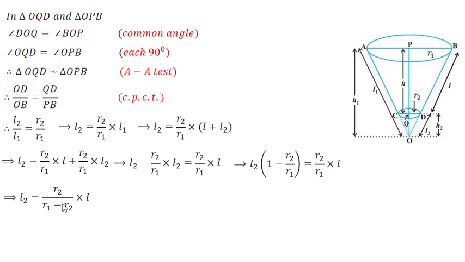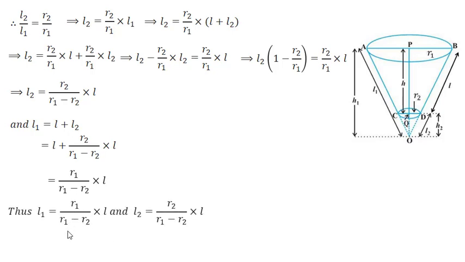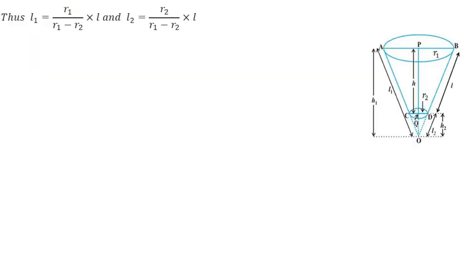Now L1 is L plus L2. So by this relation we will get the value of L1 also. So the value of L1 is L plus L2, that is R2 upon R1 minus R2 into L. So again we will take L common. It gives me R1 upon R1 minus R2 times L. So value of L1 is R1 upon R1 minus R2 into L, and value of L2 is R2 upon R1 minus R2 into L. So we have these two values, L1 and L2.